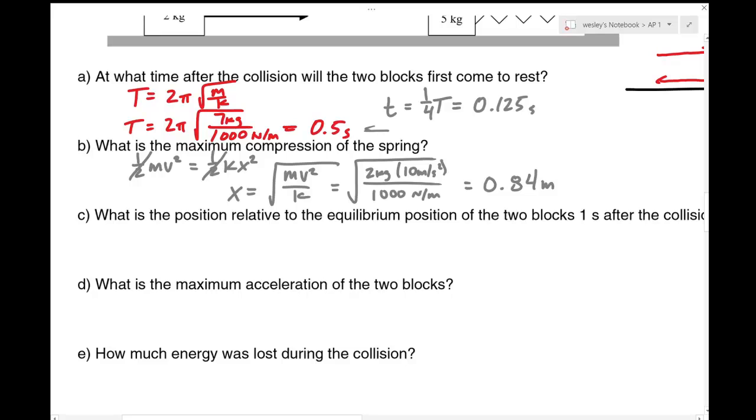What's the position relative to equilibrium 1 second after the collision? Well, 1 second after the collision is 2 periods. If we've done 2 complete periods, we are back at equilibrium.